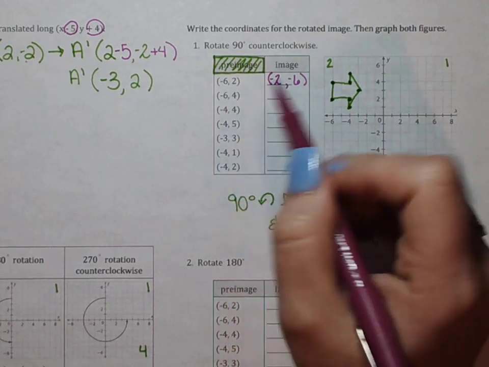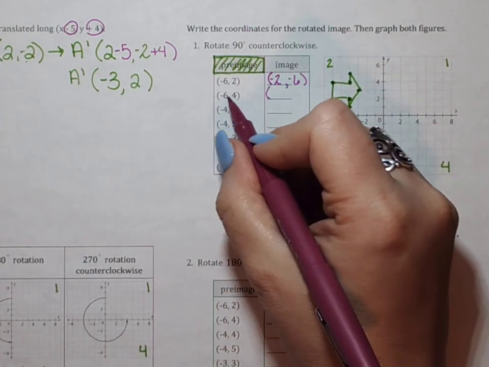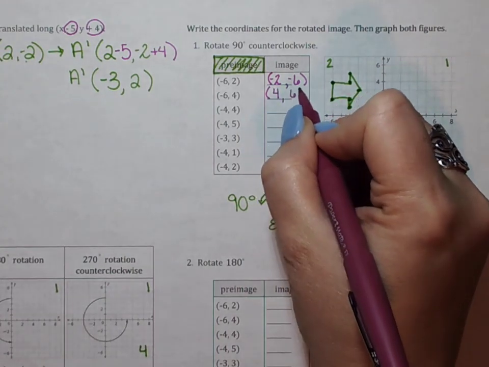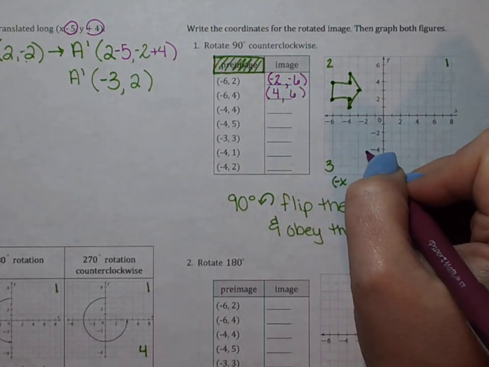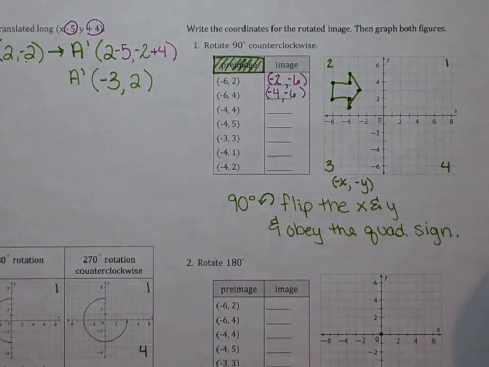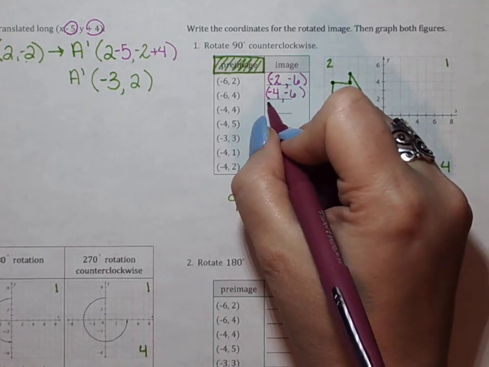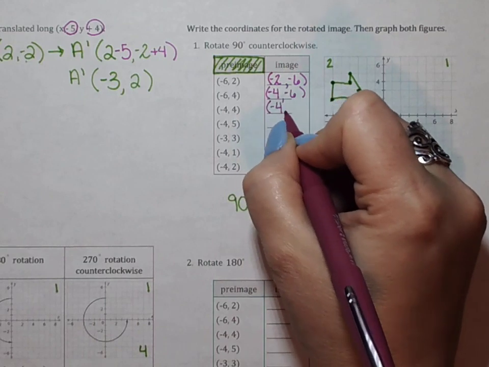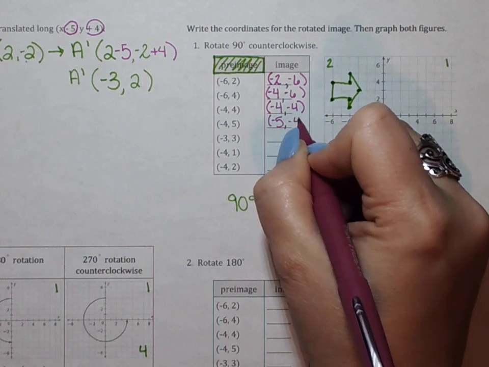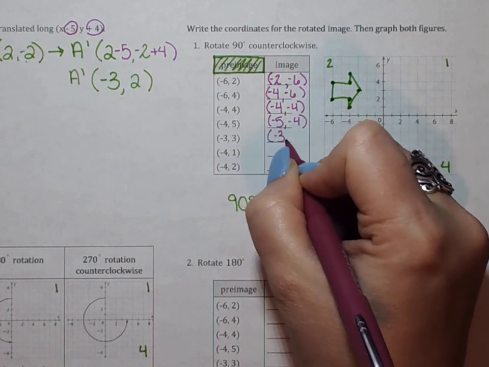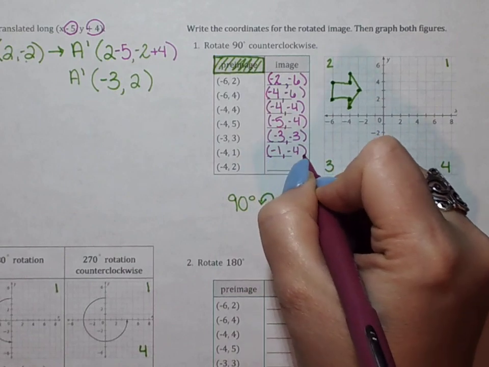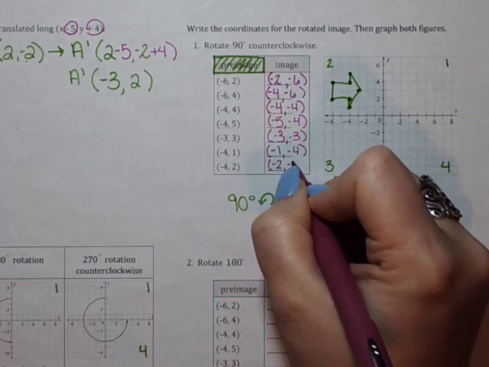All right, so we're going to do the same thing to the next one. We're going to flip the x and the y, so we've got a 6 and a 4. We're going to flip it, so it's 4 and 6. And since we end up in quadrant 3, they both need to be negative. So they are both negative. And that's going to be the same all the way down for all of our points. So we're going to end up with a -4, -4, -5, -4, -3, -3, -1, -4, and a -2, -4.